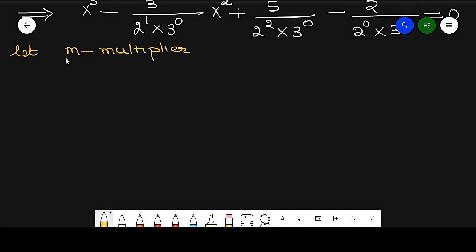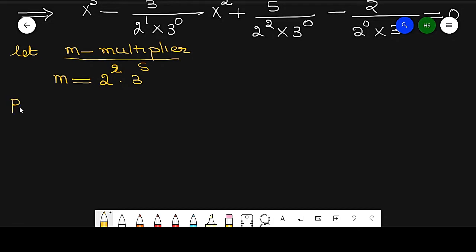Suppose how we will find the multiplier. This is a very important step. The multiplier m may be 2 raised to power r into 3 raised to power s. Now my aim is to find r and s. To find r, we check the power of 2.